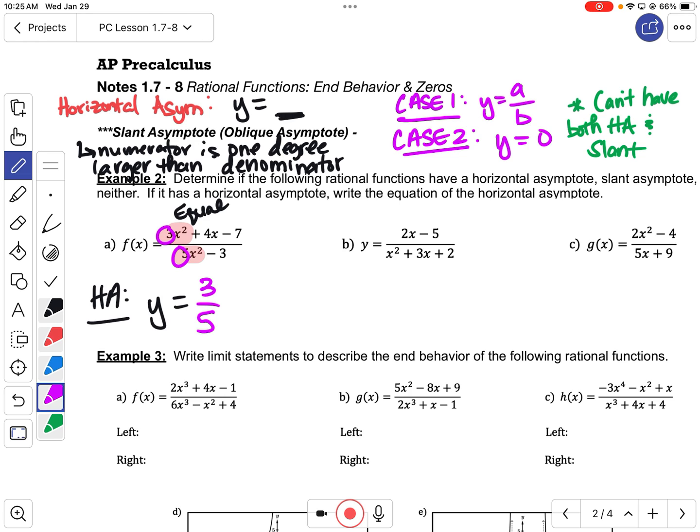Okay, so we're checking those three cases.